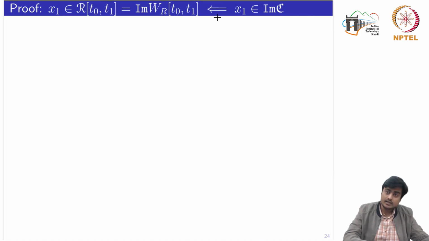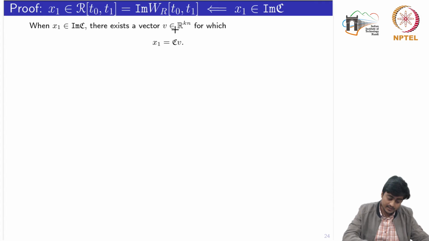Let's see the implication in the other direction. Now we are given that x1 belongs to the image of the controllability matrix. Whenever x1 belongs to the image of this matrix, there exists a vector v for which I can write x1 is equal to some matrix C times v.